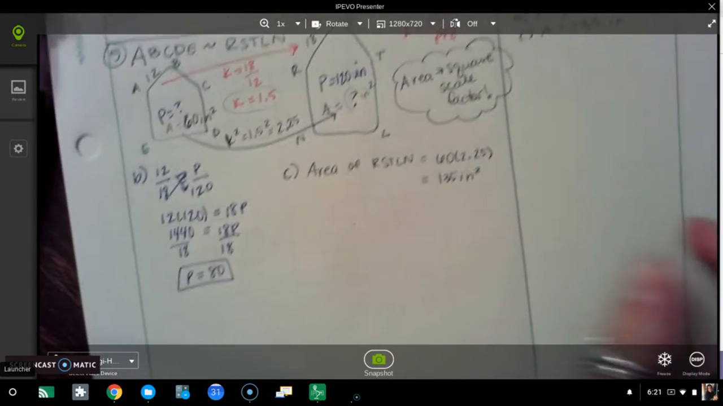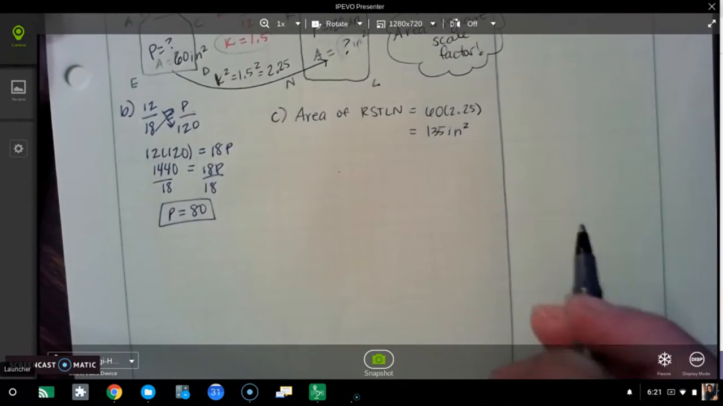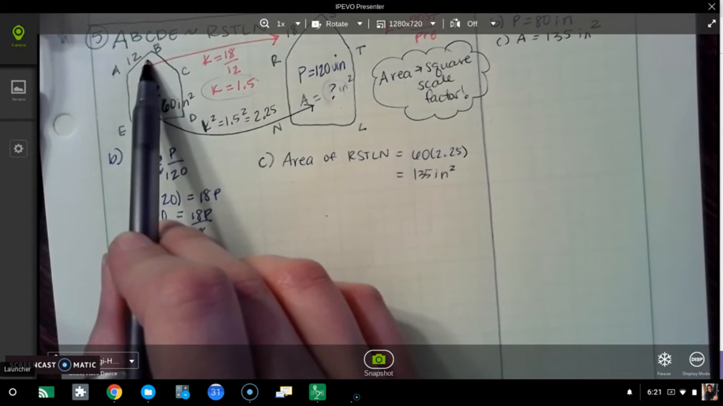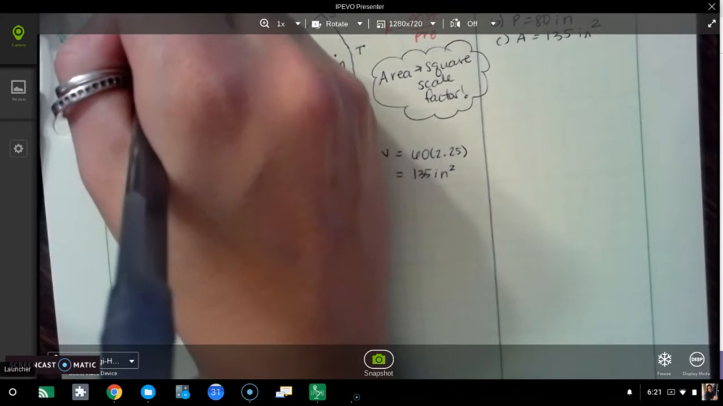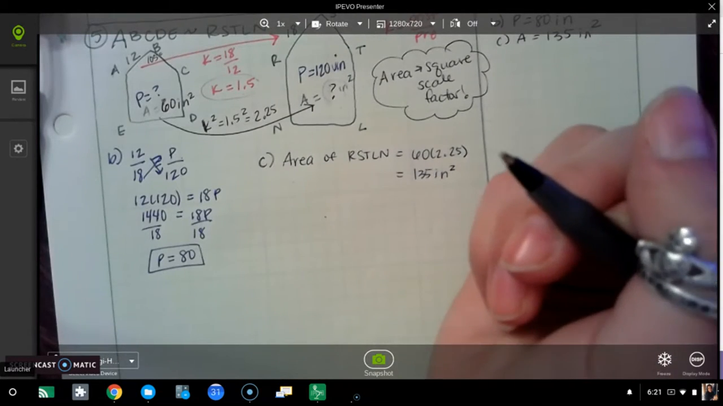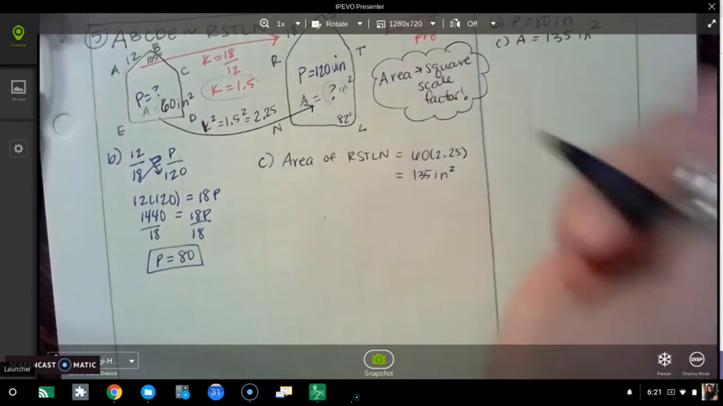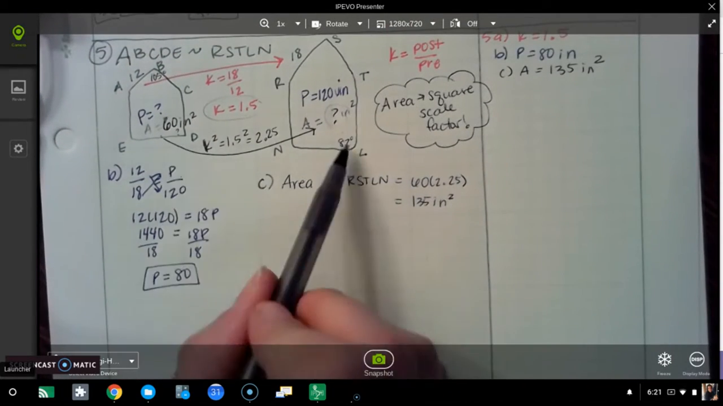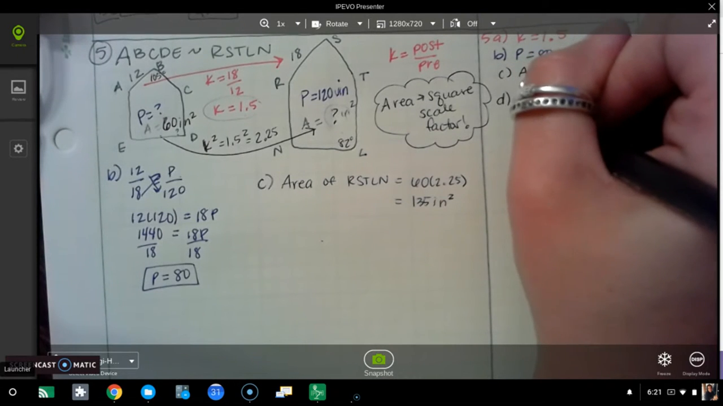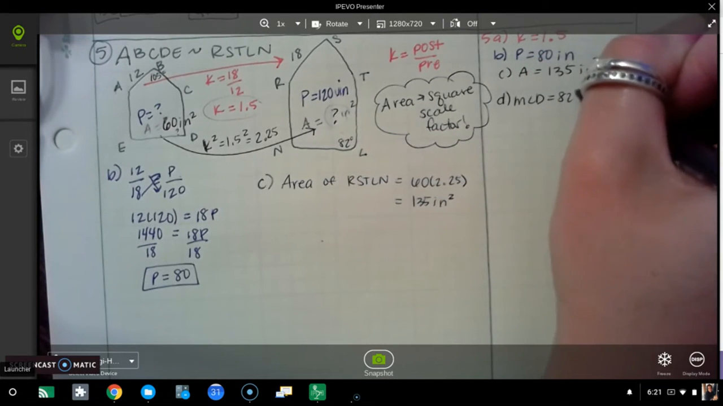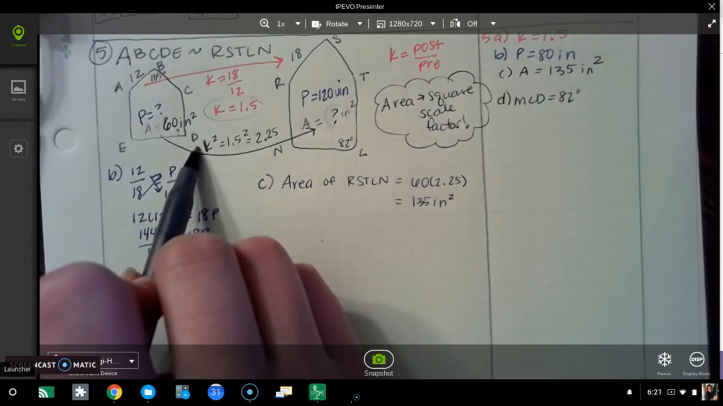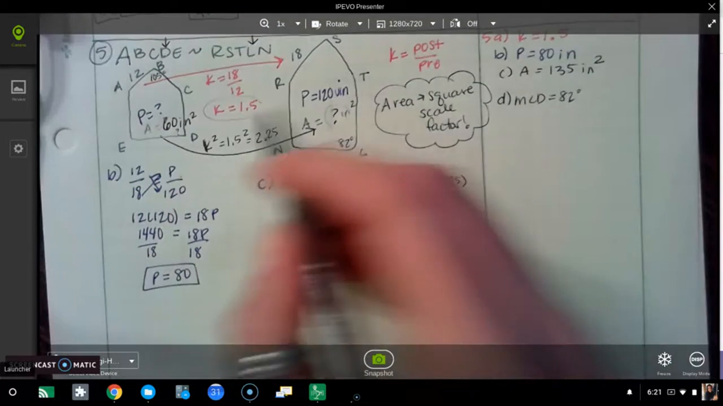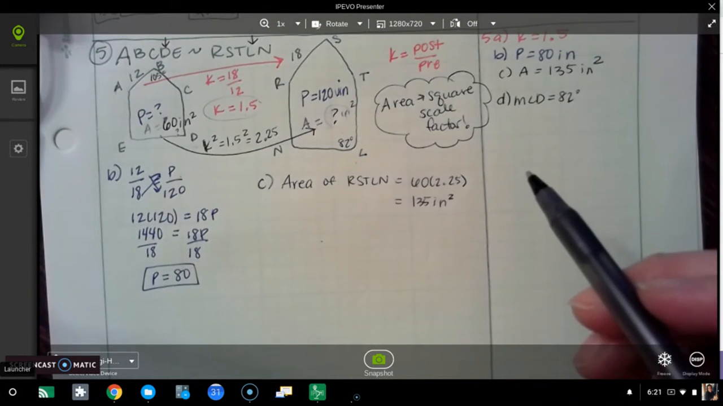And then solving for D, finishing D out, D tells me that the measure of angle B is equal to 105. The measure of angle L is equal to 82 degrees. What is the measure of angle D? So we're looking for that here. We can either know that these are corresponding. So for D, we know the measure of angle D is equal to 82 degrees because angle L and angle D are corresponding. Or we can look in our similarity statement. D corresponds with L so that we know the measure of angle D is 82 degrees.